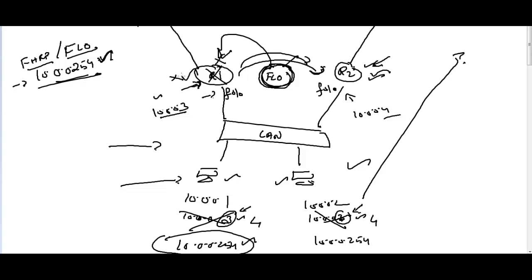Whoever has the address is going to respond. If R1 is active, then it will have that floating address, and R1 is going to route the packet. If R1 goes down, R2 is going to respond to the IP address, or R2 is going to have that floating address on it. So all the packets will start going via router 2. So this switchover happens dynamically.